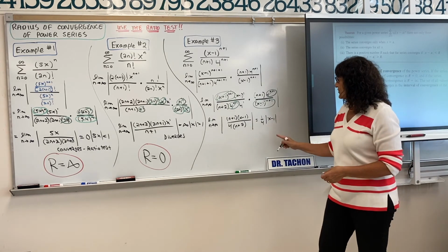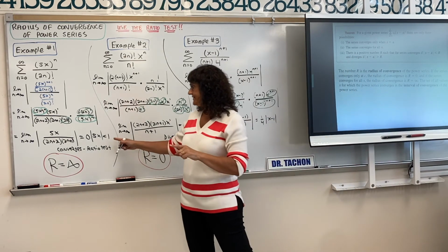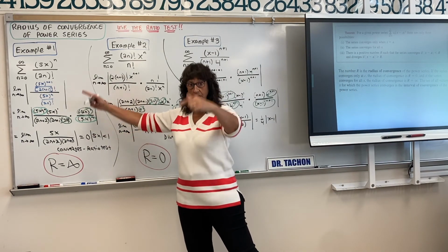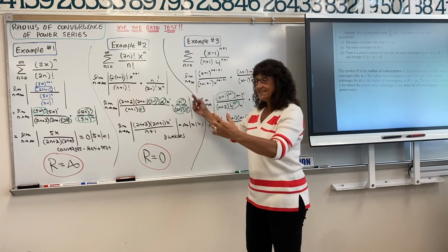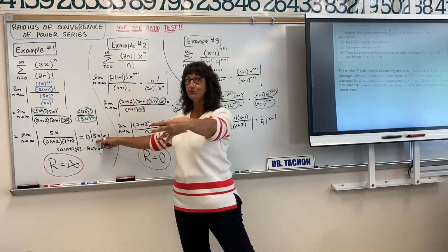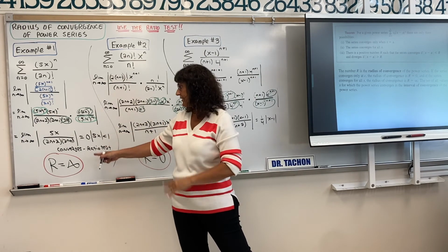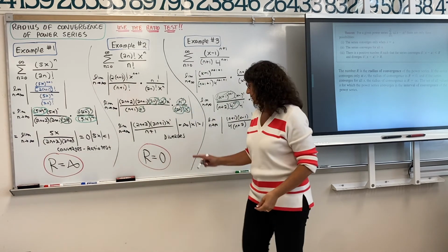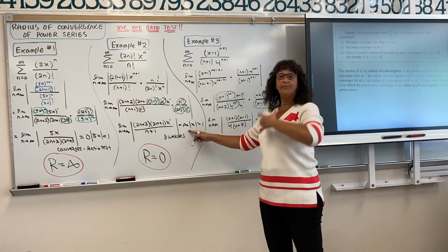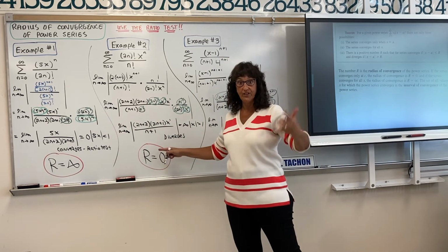All right, so now what do I do here? Well, when the value comes out to be less than 1, it converges; greater than 1, it diverges. The first example came out to be 0. 0 times anything is 0, so it converges for all values of x. The second example just came out to be infinity, greater than 1, so that's just going to diverge for everything. You don't have a radius of convergence.